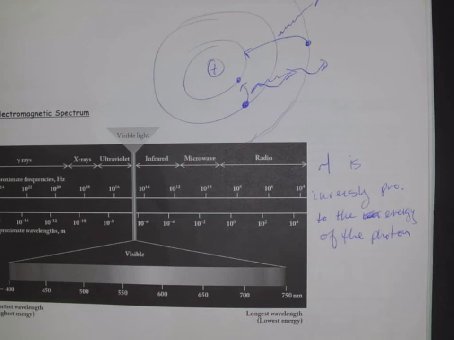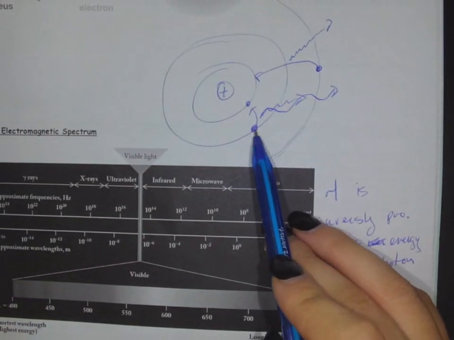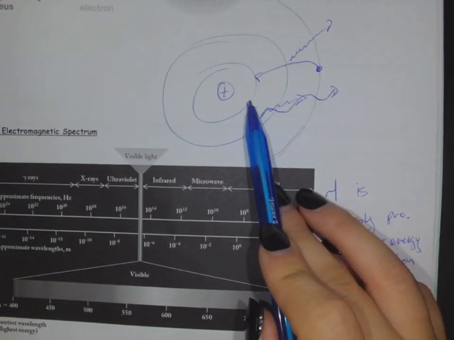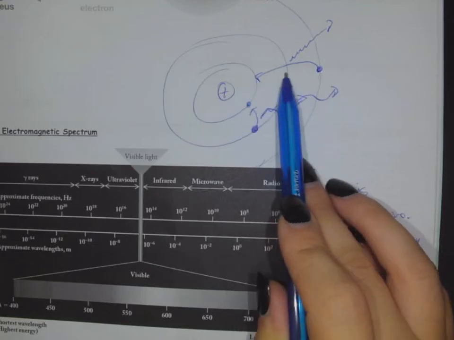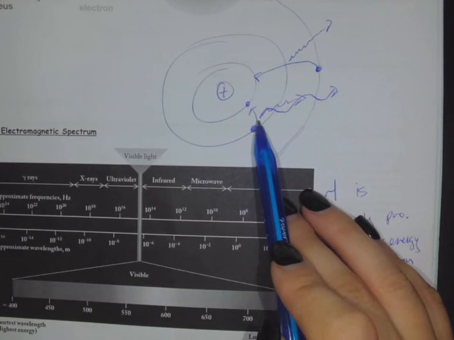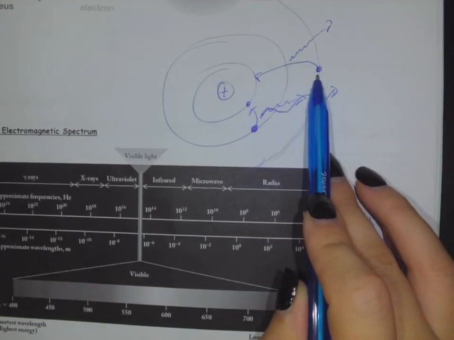It loses energy in the form of releasing a photon. Now, I have two different comparative examples here. Here is when an electron made a jump from the second energy level to the first, and here is where we have a third energy level down to the second. This electron lost less energy than this one. This one lost more energy.